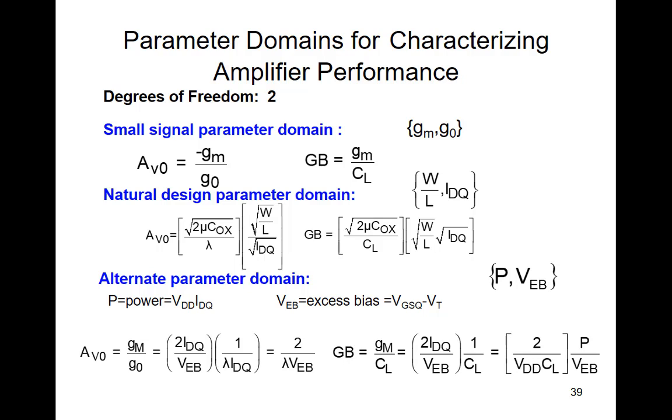Now, notice that this has a similar property to what we had in the natural parameter domain. In this case, the voltage gain is a function of 2 over lambda, which is a characteristic of the process, times 1 over V excess bias, which is a characteristic of design. And the gain bandwidth product is equal to some of these characteristics of the process and the constrained PDD and CL, and my parameters in the parameter domain.